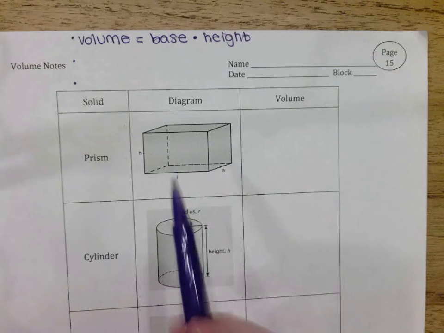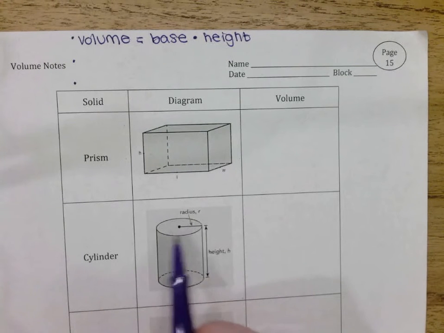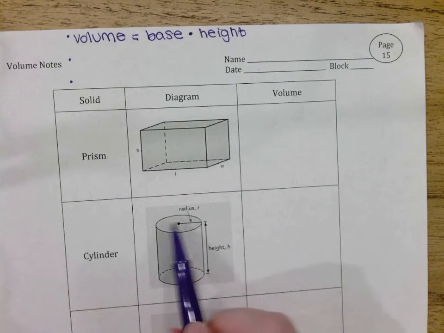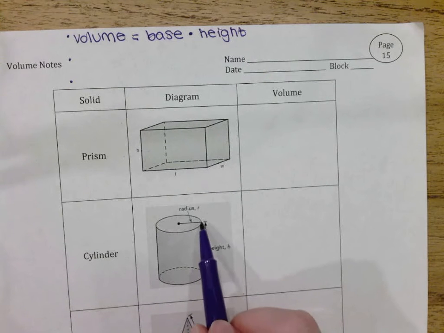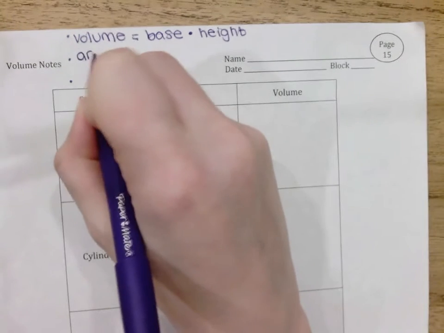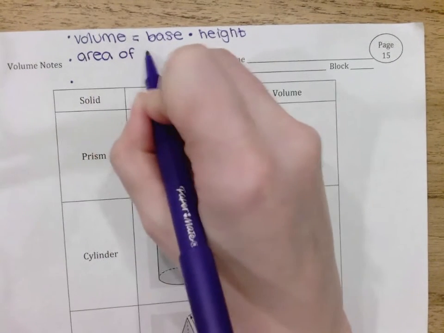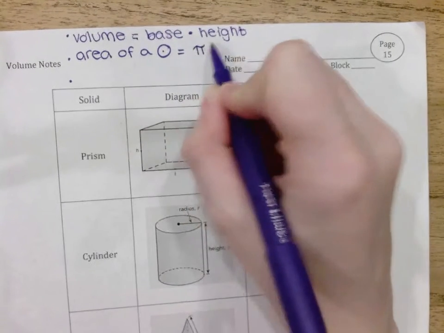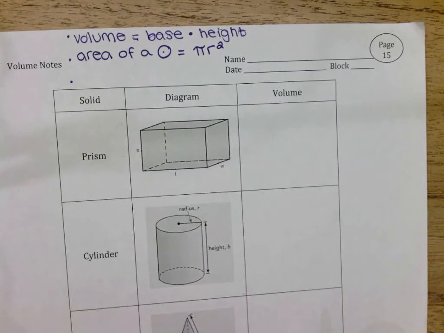My second hint involves these ones with curvature where there's circles. So if we have circles involved, we know that the Greek letter pi is going to be involved. And so sometimes it's helpful to know the area of a circle because a lot of times that's our base. We're going to find the area of our base, the circle, and then multiply by the height. So the area of a circle is equal to pi r squared, which you actually should have learned in the past, pi r squared.